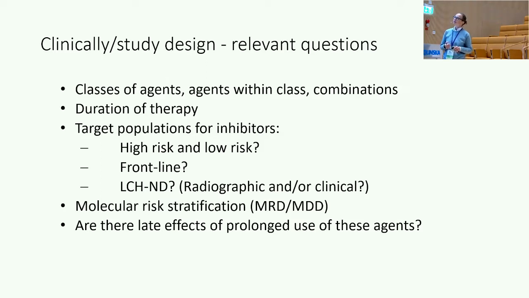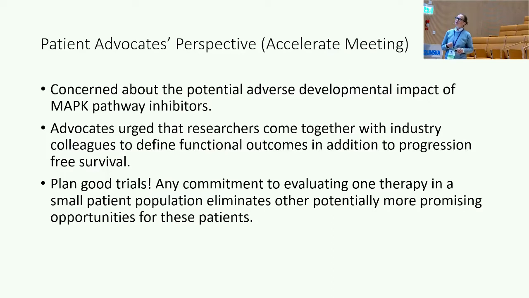For the study design, the relevant questions are: which classes of agents, within class, and combinations? There are many different RAF inhibitors around, which are the best? One important thing, as we've heard today, is how well they get into the brain, how long to treat, and which are the target populations. Here also, opinions differ quite a lot. Molecular risk stratification with MRD measurements, and are there late effects of the prolonged use of these agents? What happens if you give a MAP kinase inhibitor to a small child? What happens to the child when it's 15 years old? And I think that's my last slide.